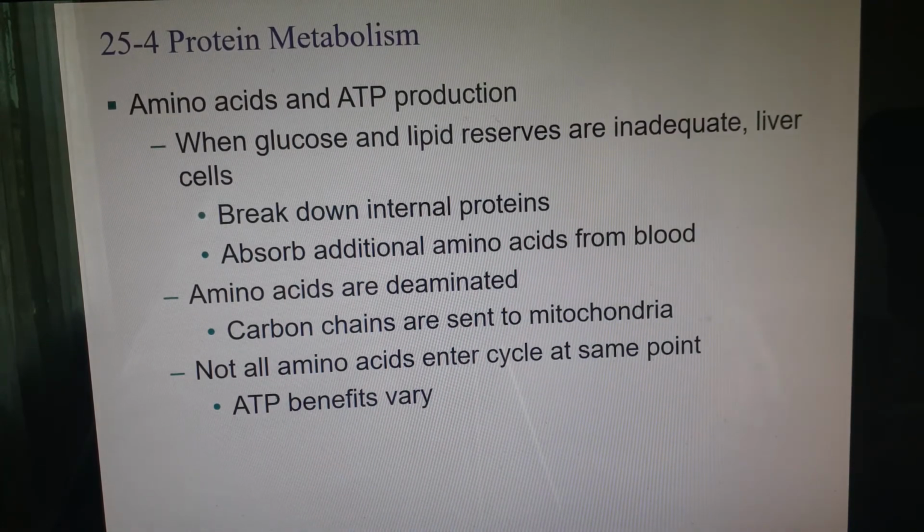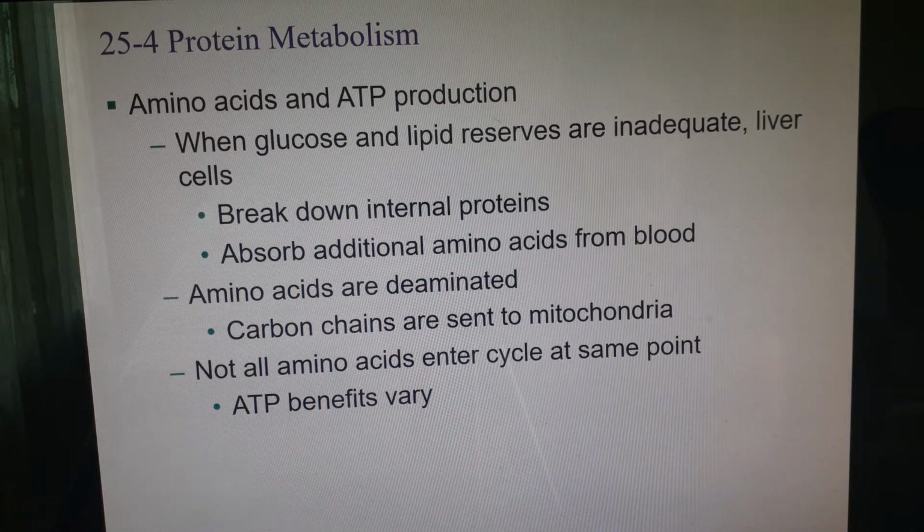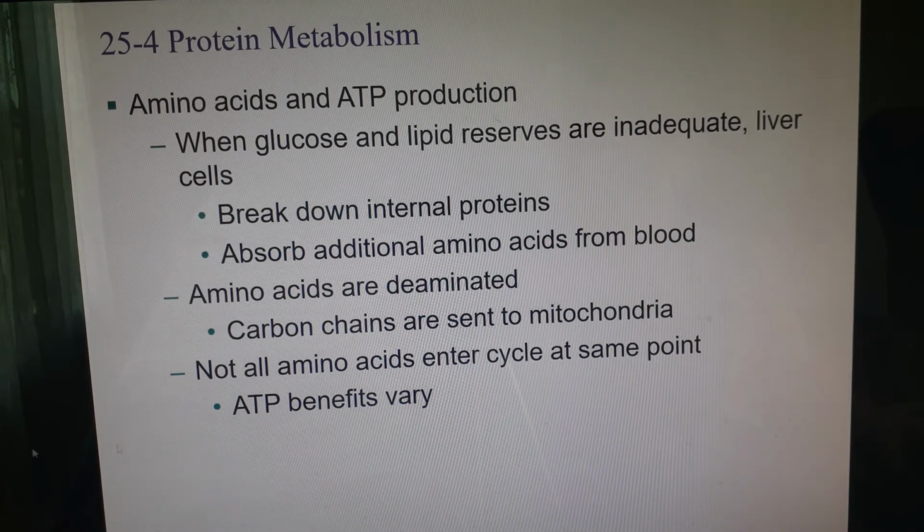Okay, so how do we use the amino acids to make ATP? If we've run out of glucose and we've run out of fats, we are finally going to begin digesting our own proteins, often starting with our muscles. We deaminate the amino acids and we send the carbon chains to the mitochondria. But because all amino acids have varying numbers of carbon chains, they enter the citric acid cycle at different points along the cycle.